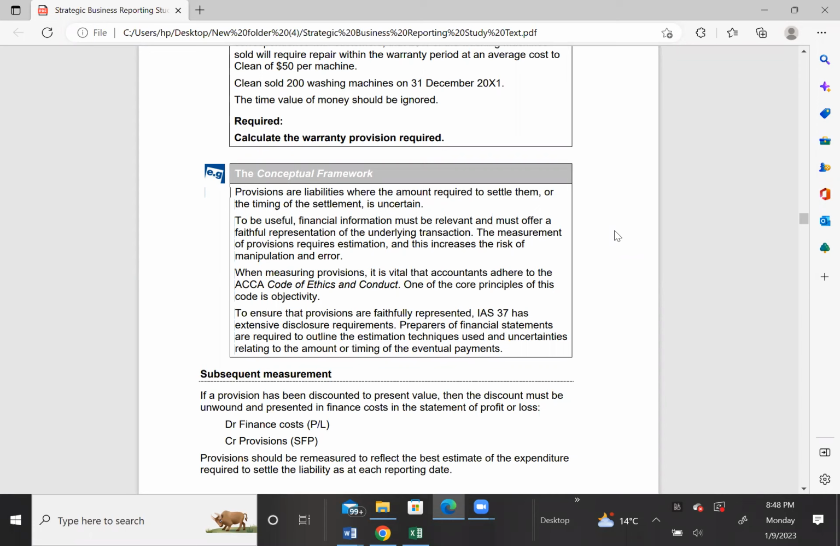And to ensure that provisions are faithfully represented, IAS 37 has extensive disclosure requirements. Preparers of financial statements are required to outline the estimation technique used and uncertainties relating to the amount or timing of the eventual payment. Okay, so these are some guidelines which the accountant must adhere to, to follow the code of ethics of the ACCA. And this point is relevant for question number 2.